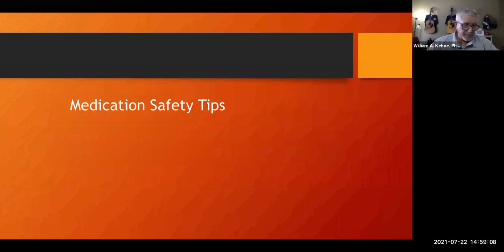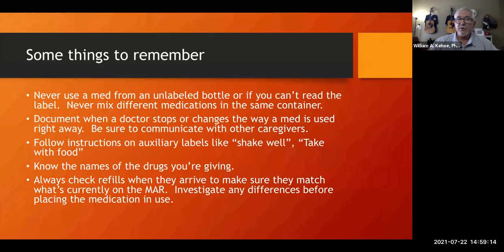Lastly, let's close up with some tips that I think if you follow will really help you to avoid making some mistakes. So never use a medication that's from an unlabeled bottle, or if you can't read the label, okay? Because that means basically you're not sure what you're giving. I've had so many people come into the pharmacy to show me their medications, and I look, and there's 3 or 4 different medications in that bottle. That's a prescription for a disaster, because unless you're absolutely certain, oh, the blue one is this, the red one is this, etc., that's going to be a problem.